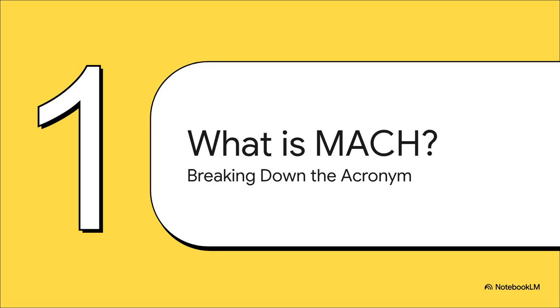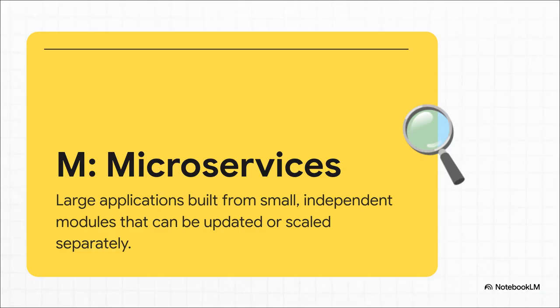So first things first, what is MACH? At its heart, it's really a set of principles for building modern software. And the absolute best way to get it is to just break down the acronym, letter by letter. First up, the M stands for microservices.